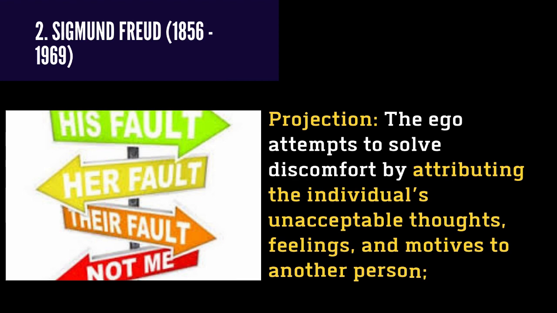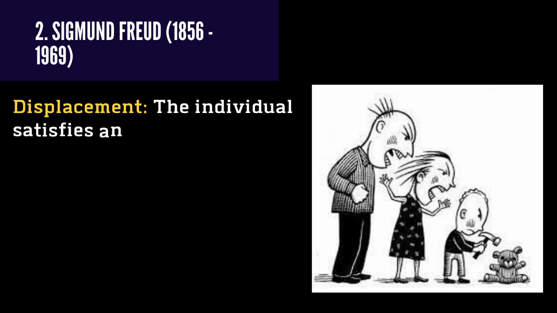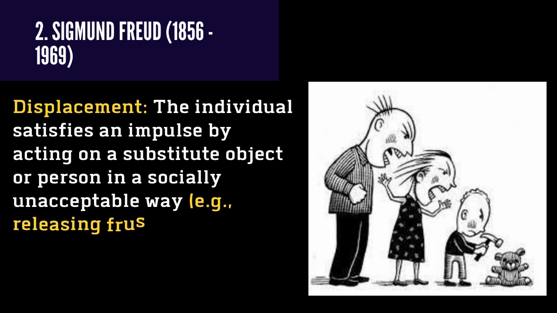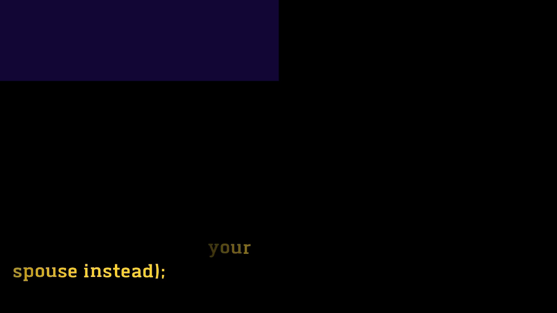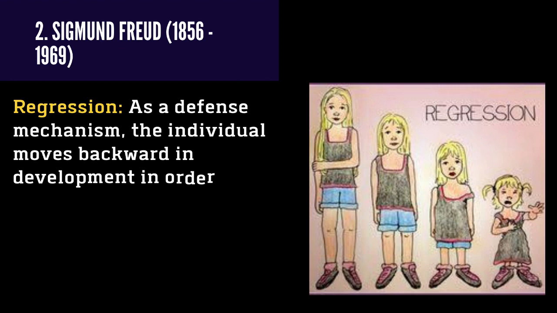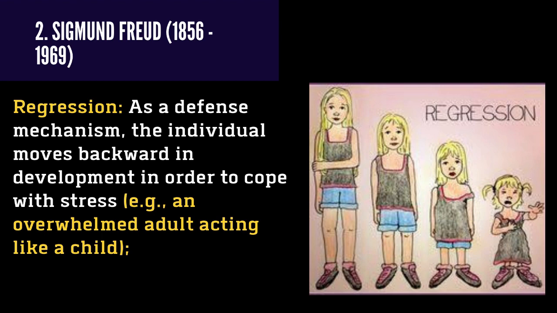Displacement. The individual satisfies an impulse by acting on a substitute object or person in a socially unacceptable way, for example, releasing frustration directed toward your boss on your spouse instead. Regression. As a defense mechanism, the individual moves backward in development in order to cope with stress, for example, an overwhelmed adult acting like a child.